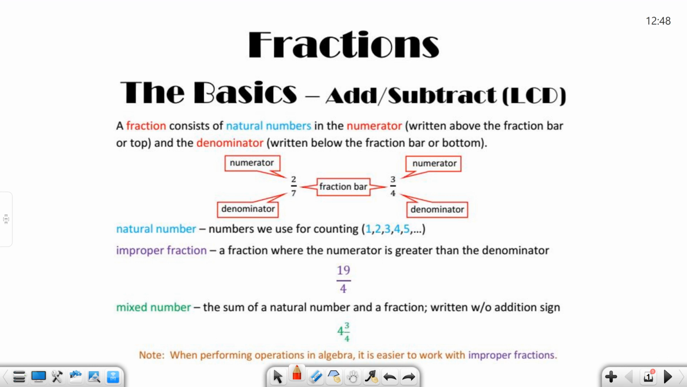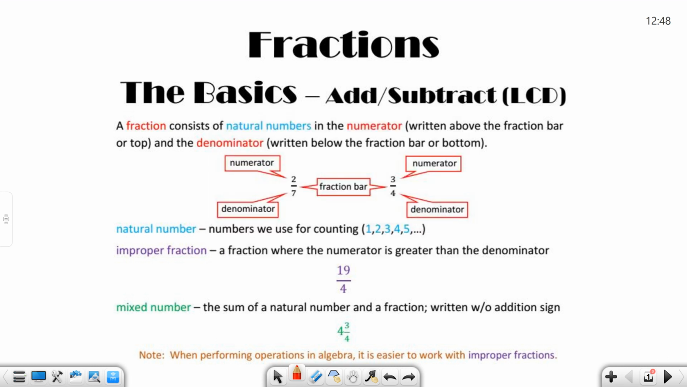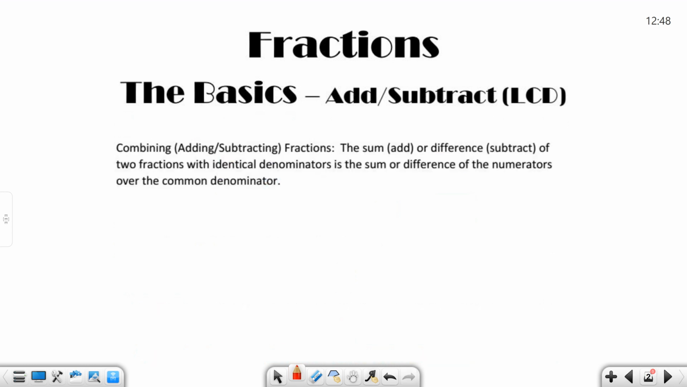When you are performing operations in algebra, improper fractions are easier to deal with. So in my class, I'm going to want everything as an improper fraction unless the directions specifically state mixed number. If you're in somebody else's class, you need to find out what it is they want you to do. Because you're in their class, you should do what they want you to do, not what you want to do or what the guy on YouTube says.